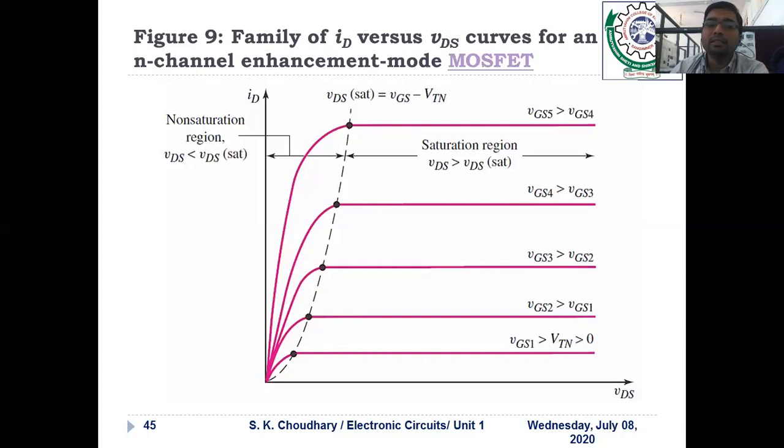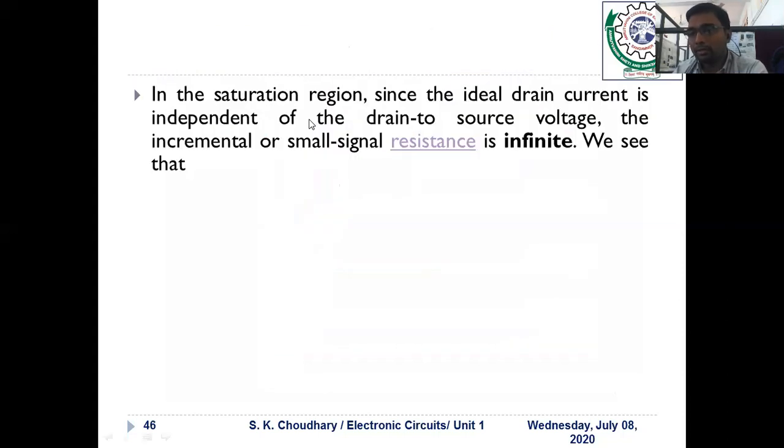In the saturation region, the ideal drain current is independent of drain to source voltage, which is very clear from the formula also. ID is equal to Kn (VGS minus VTN) whole square. In the formula, there is no variable like VDS. Means ID is independent of drain to source voltage, and that is very clear from the graph as well. So the incremental or small signal resistance is infinite.